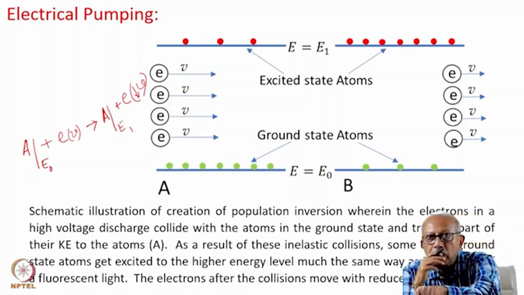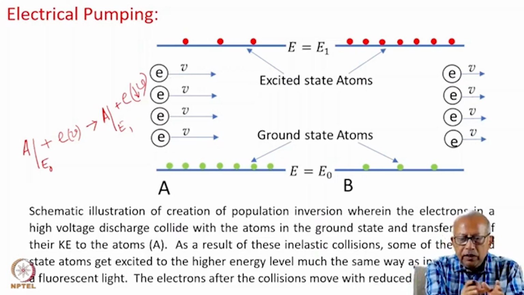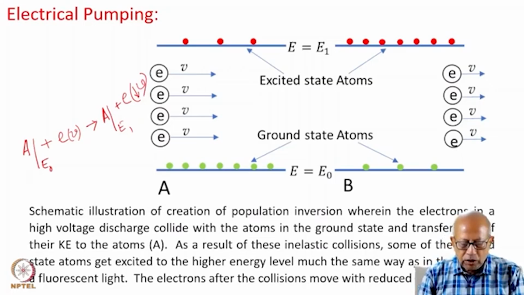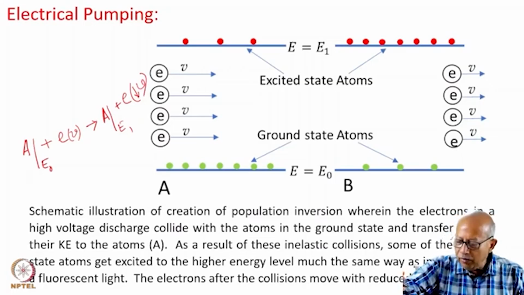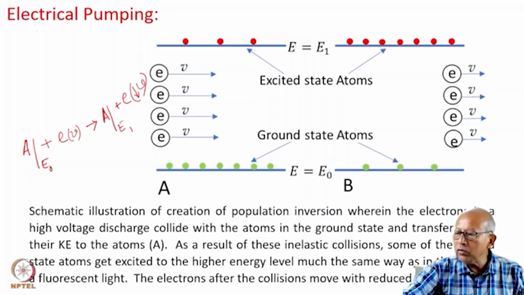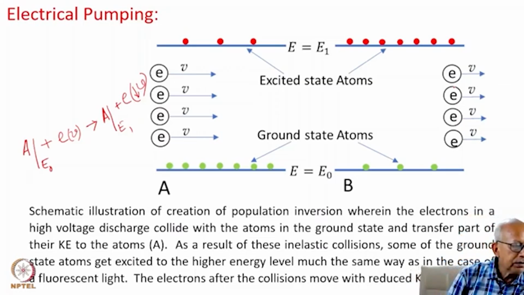The atom has now risen to the excited state, and you see the electron now moves with less velocity. So these are inelastic collisions, and as a result, some of the ground state atoms are excited to the higher energy level, much the same way as in the case of fluorescent lamps. The electrons after collision move with reduced kinetic energy and reduced velocity. Now, under favorable conditions, the number of atoms in the excited state may outnumber those present in the ground state, paving the way for the amplification of light.